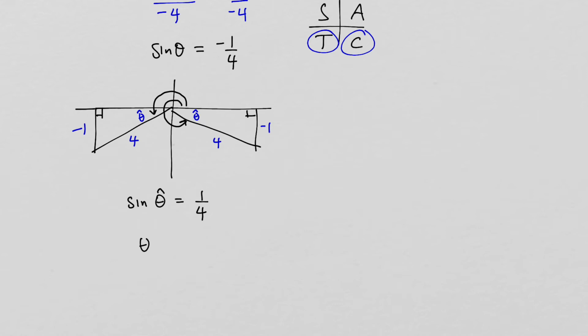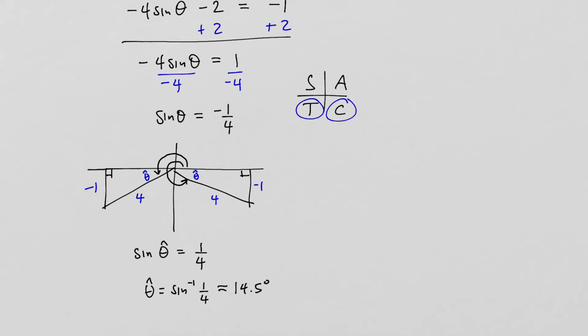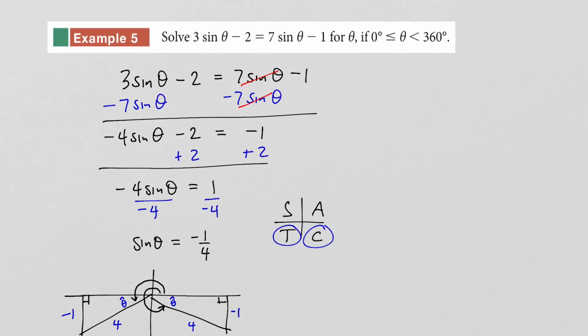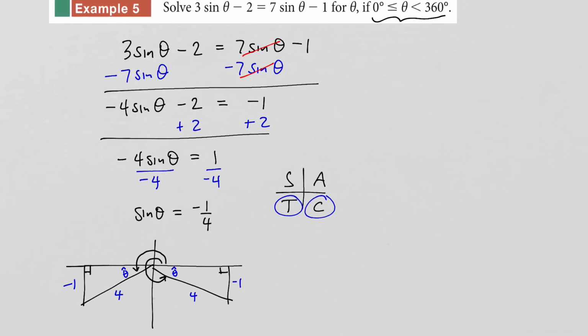So we can solve for theta hat now by simply taking the inverse sine of 1/4, and now we have to plug that into a calculator, and we'll round our answer. And the answer I get is 14.5 degrees. And again, this is an approximate answer. So that's the reference angle. But we don't want the reference angle, we want theta. And theta has to be an angle between 0 and 360 degrees.